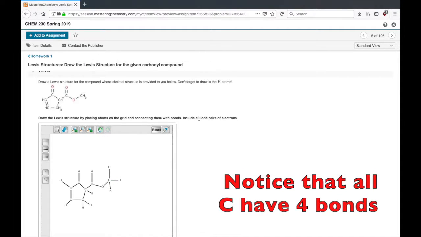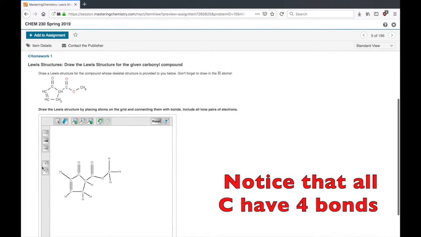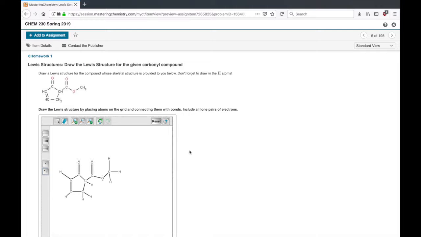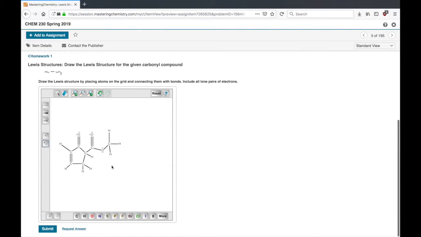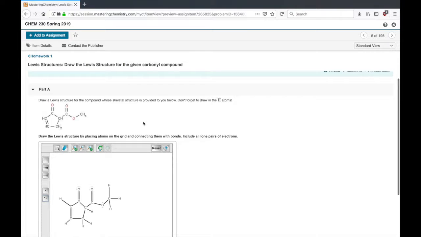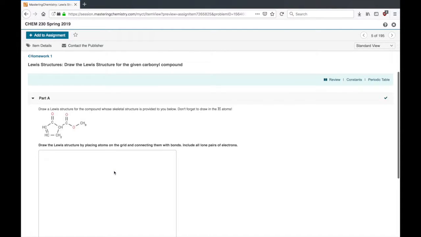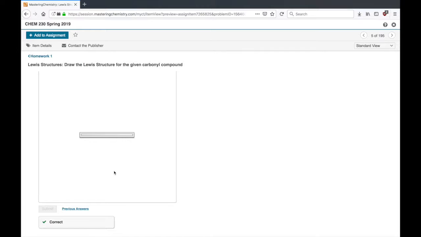And then finally what we have to do is include all of our lone pairs of electrons. So to do that, we have these little double dots right here. So we just add our lone pairs. So this oxygen will get 2 lone pairs on it, and this oxygen will get 2 lone pairs, and this oxygen down here will also get 2 lone pairs. Okay, and that should do it. And even though it looks much messier than this nice structure up here, that's perfectly fine because all that matters is is everything connected properly. And as I click submit, yes, everything works out perfectly fine, so we're good.